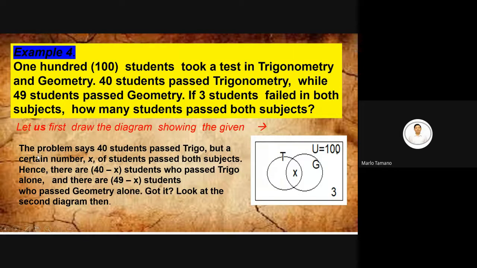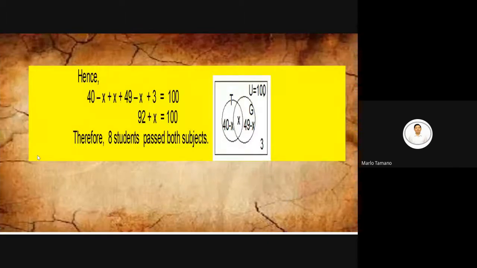So the problem says 40 students pass trigo, but a certain number x of students pass both subjects. Hence, there are 40 minus x students who pass trigo alone. There are 49 minus x students who pass geometry alone. Get it? Look at the second diagram. Hence, 40 minus x plus x plus 49 minus x plus 3 equals 100.